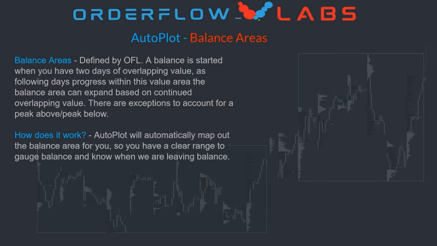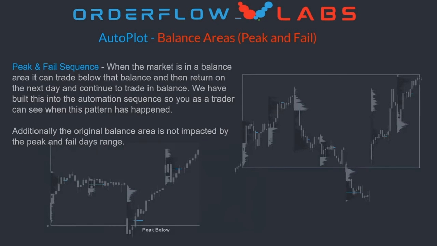One sequence that happens often when the market is in imbalance is a fake breakout or breakdown. We'll call this a peak and fail. The balance area study accounts for this by essentially ignoring that day. This peak and fail happens when the value area of that day's session is completely outside of the balance area, indicating a potential leave from the balance area. However, the next day's value area returns back into the original balance area as illustrated in the image below. This peak and fail sequence happens very often and is automatically accounted for in the balance area study.